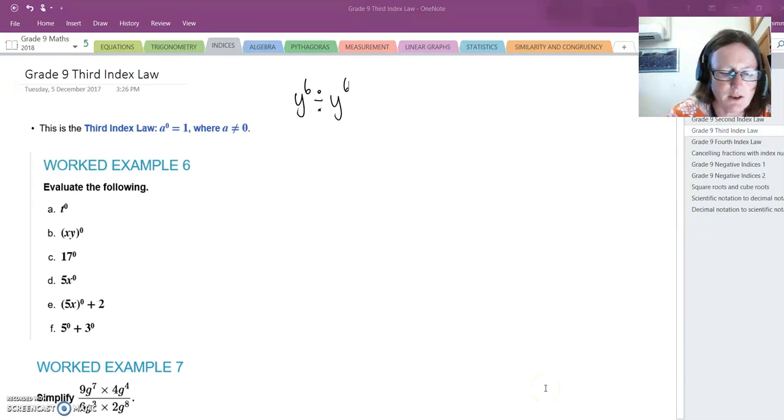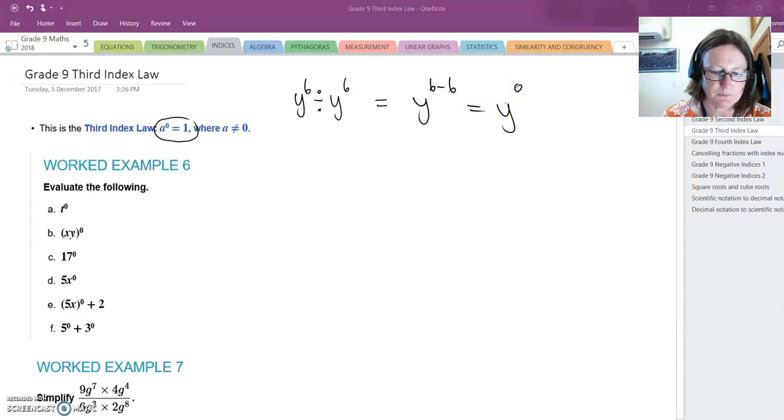Okay, let's look at the third index law. The third index law says anything to the power of 0 is equal to 1. But let's remind ourselves how that came about. Using my second index law with a division, I subtract the indices. So the answer to this is y to the power of 0.